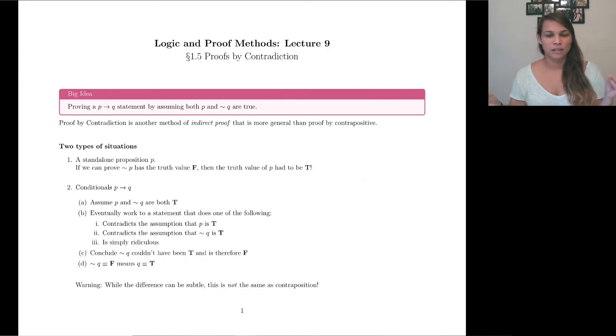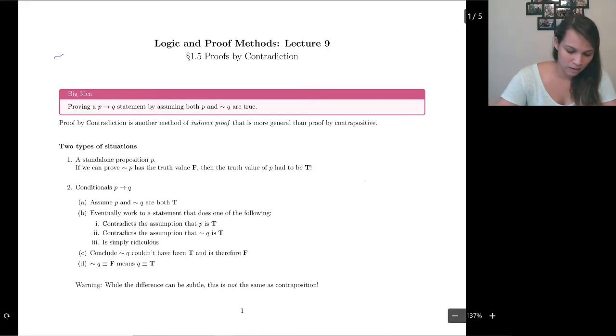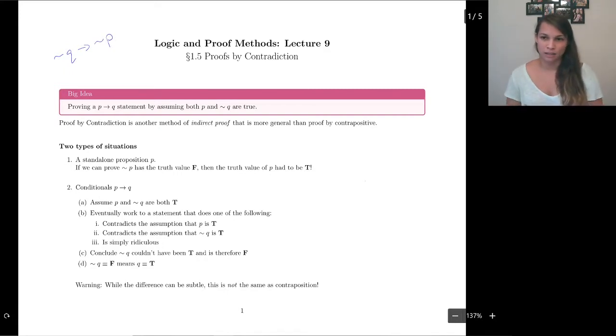Today we're going to prove things by assuming both P and not Q are true. Remember last time when we did contraposition, we assumed that not Q was true and proved not P would be true. And that was logically equivalent to P implies Q. And so we were able to just state the contrapositive, work from there, and prove that instead. Contradiction is a little bit more general because sometimes contraposition isn't enough.